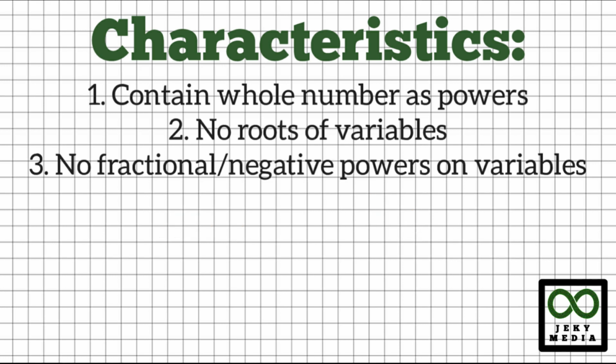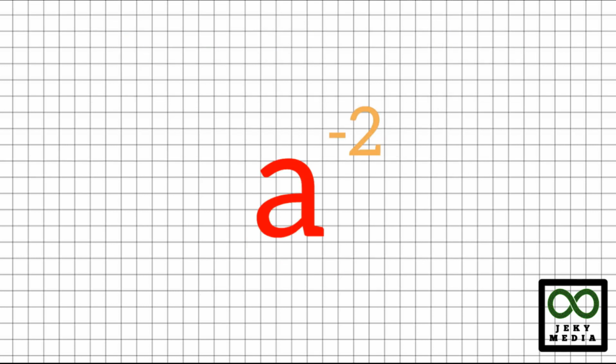Number 3. No fractional or negative powers on variables. Say for example, 2x raised to 1/2. Did you know that the exponent 1/2 is also equivalent to a square root of a number, or a variable? Also, a raised to -2 is not a polynomial.